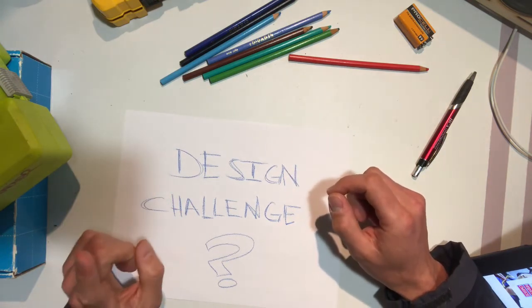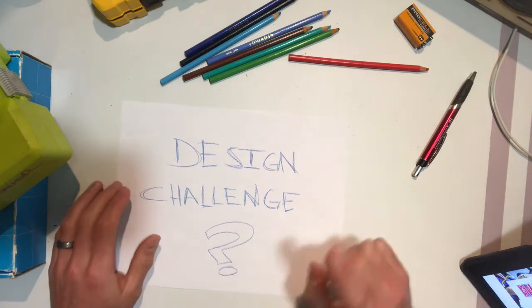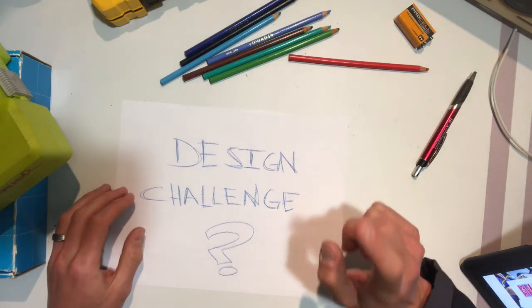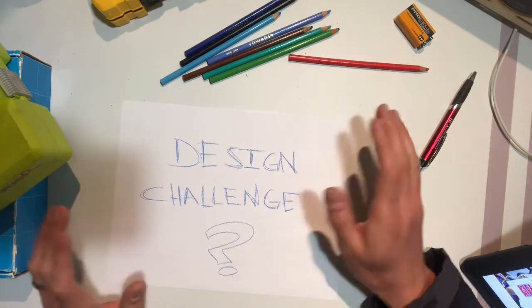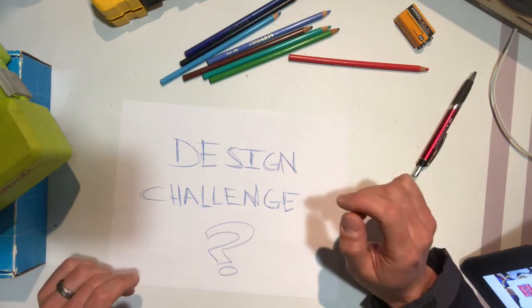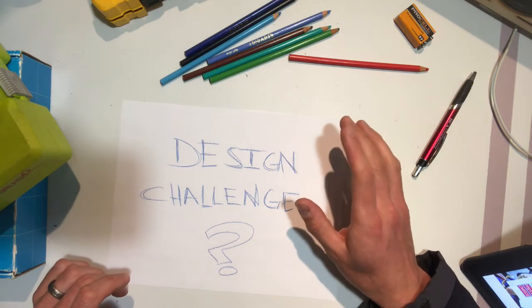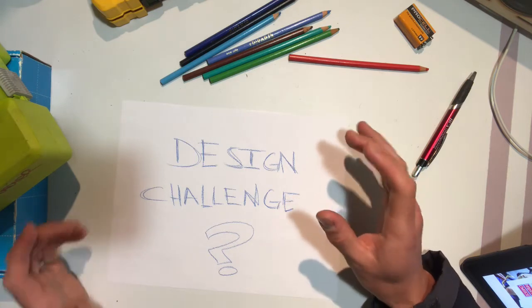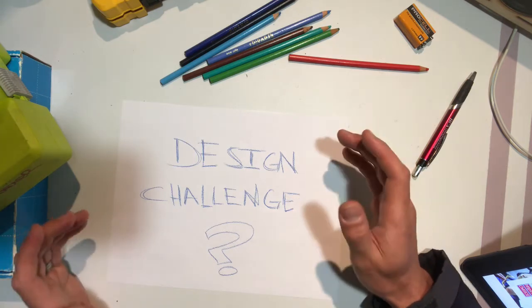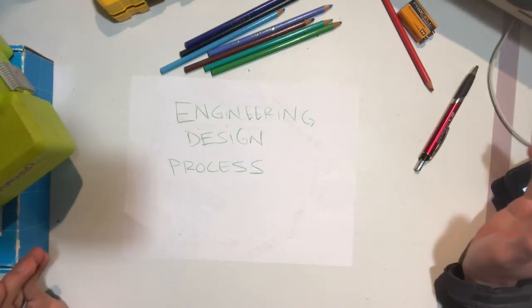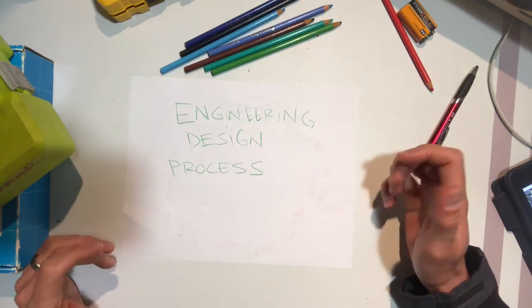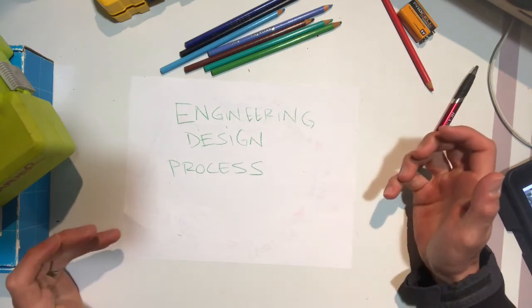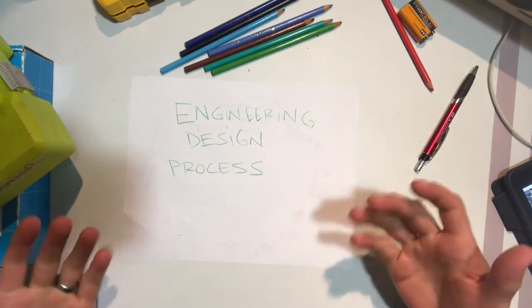A couple things about design challenges. It should be noted that there is no one correct solution to any of these challenges that we're giving you. There are an infinite number of solutions to them. And the key thing that we want to do as we go through them is to follow what's called the engineering design process. This is essentially just a problem solving method, and we're going to walk through it.